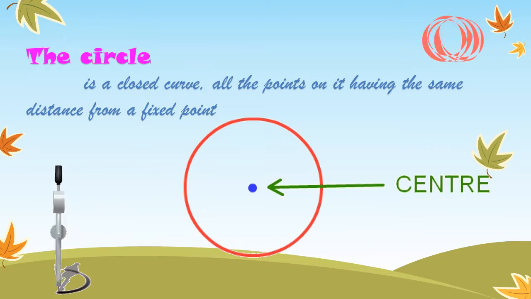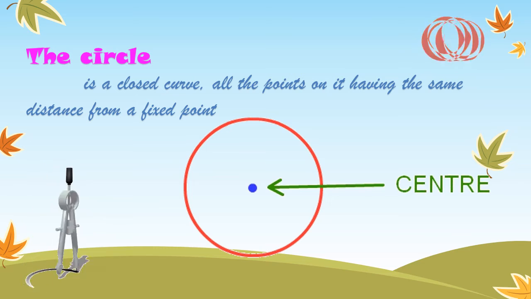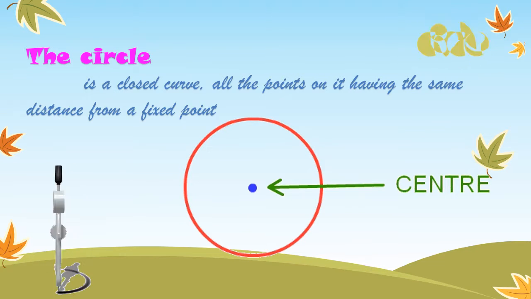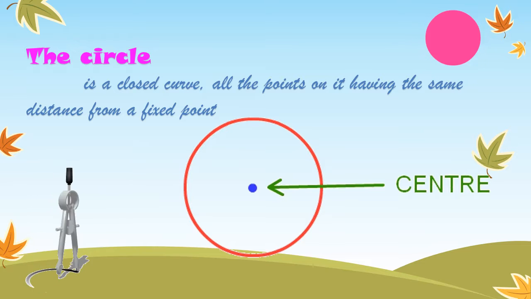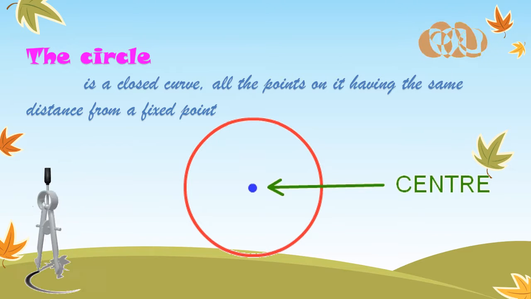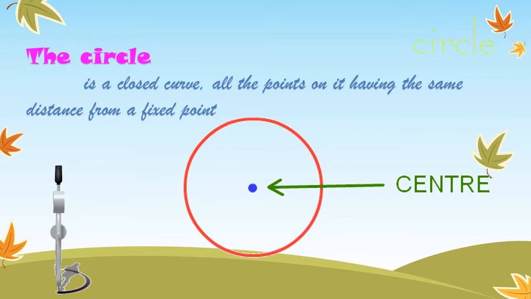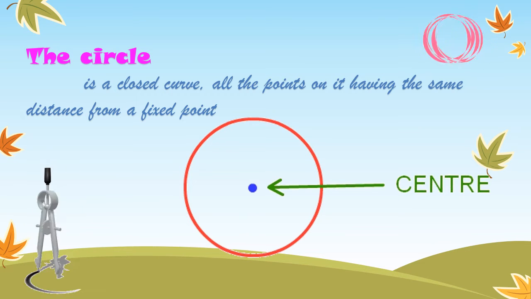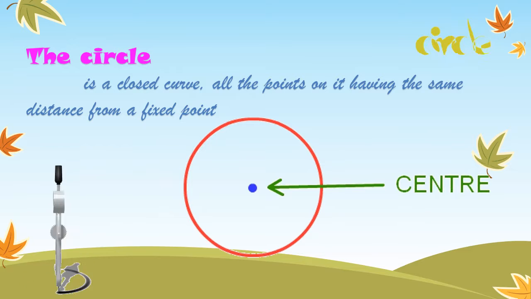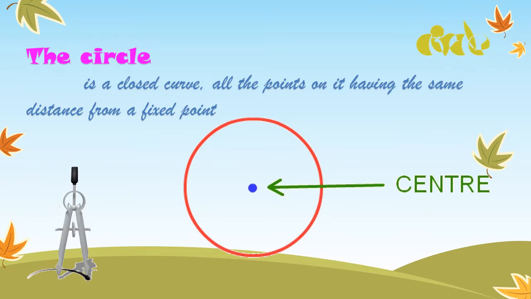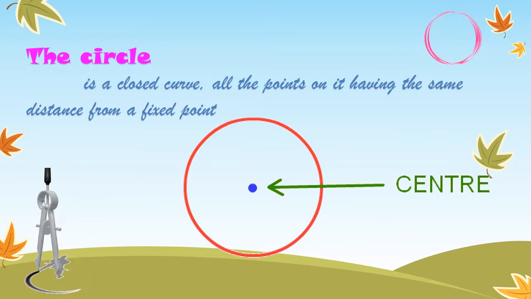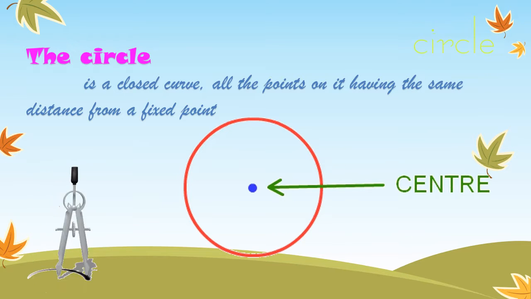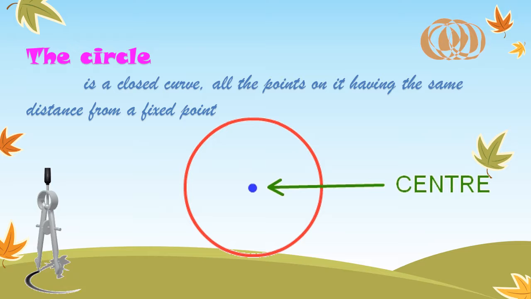This center is very, very important to draw the circle, to know its measurements, and to know the name of the circle. Because if you want to name the circle, write a capital letter beside the center. So what is the meaning of a circle? It's a closed curve. All points on it have the same distance from a fixed point. This fixed point we call the center.